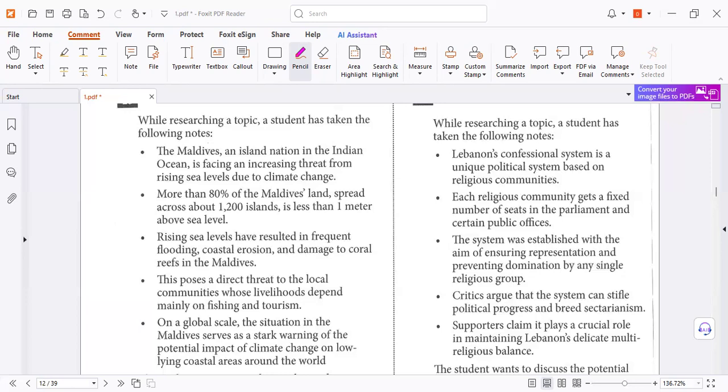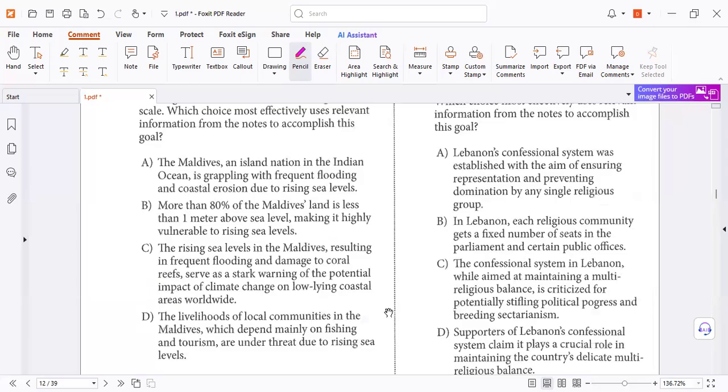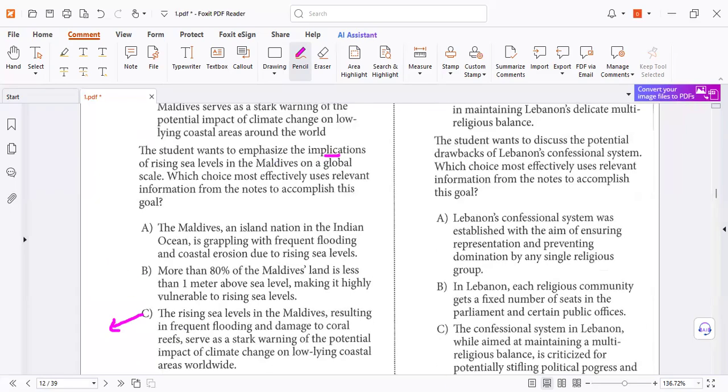D for 23. 23, letter D. Yes. Why not C? Remember implications. So where are the implications? It emphasizes implications on a global scale. Where is it in the text? He said here, resulting in frequent flooding and damage to coral reefs. Is that mentioned? No.